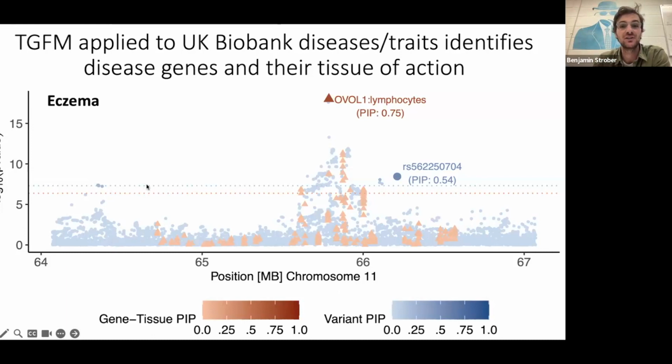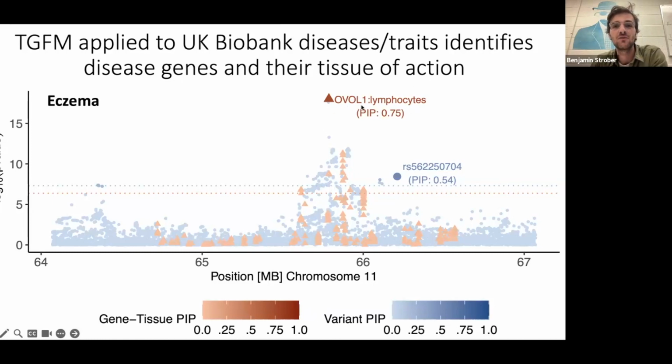And what you can see is there are a lot of variants and a lot of gene tissue pairs that are genome-wide significant. However, if you just look at the PIPs, which is based on the coloring of the points, TGFM is able to localize all the signal from all these significant marginal associations to a single gene in a single tissue.